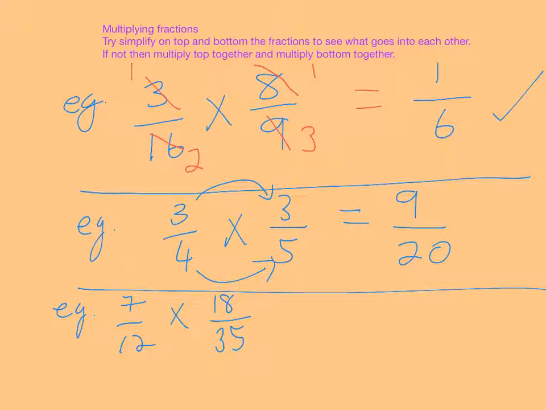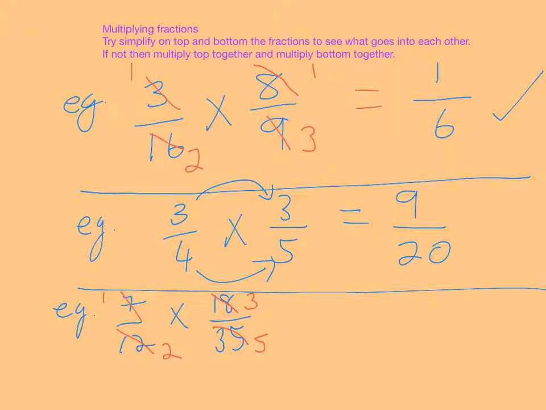Now in this example underneath, we do have things that go into each other. For example, 7 on the top left can go into 35. 7 goes into itself once. 7 goes into 35 5 times. 12 does not go into 18, but there is a number that both of them can be divided by. So 6 is the number that both of them can be divided by. 6 goes into 12 twice, and 6 goes into 18 3 times.